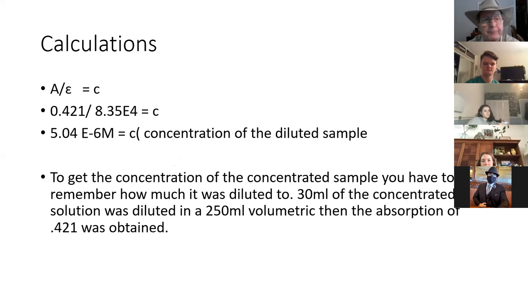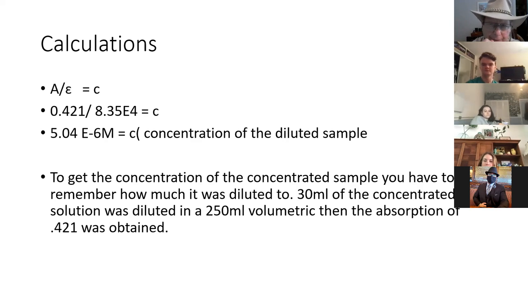So basically, you are then going to take your Gatorade, dilute it, and put it into the instrument. We put it into the instrument, and we got an absorbance of 0.421. I did my graph, and my slope turned out to be 83,500. I divided the absorbance by the slope, and I ended up with my concentration of 5.04 times e to the minus 6.